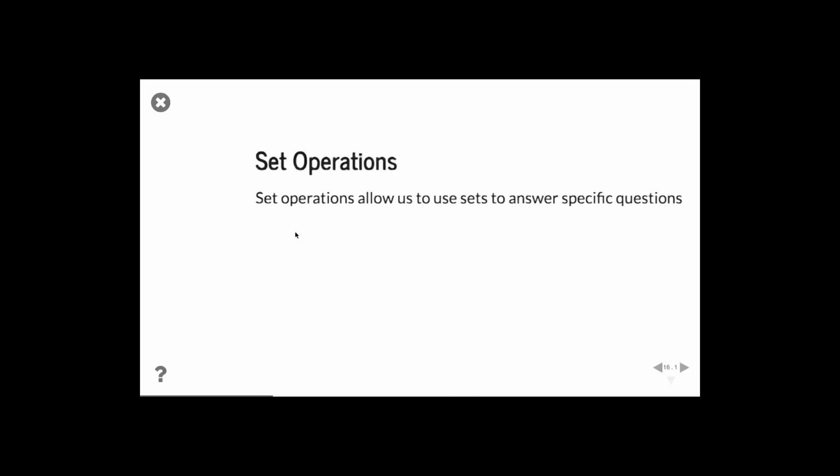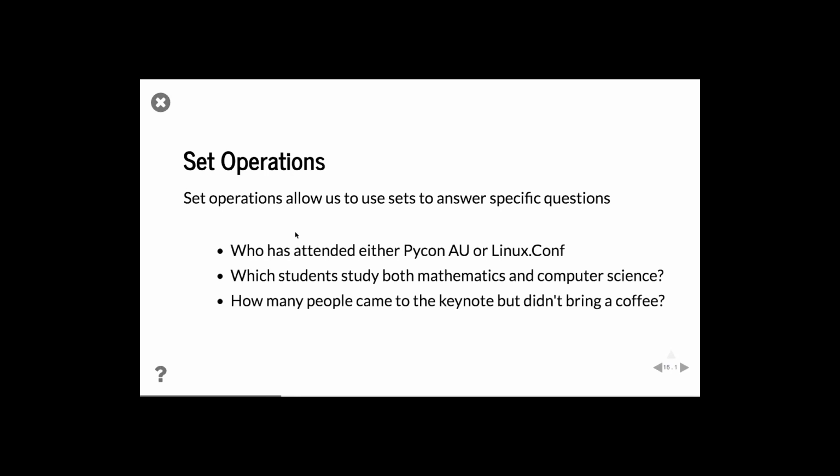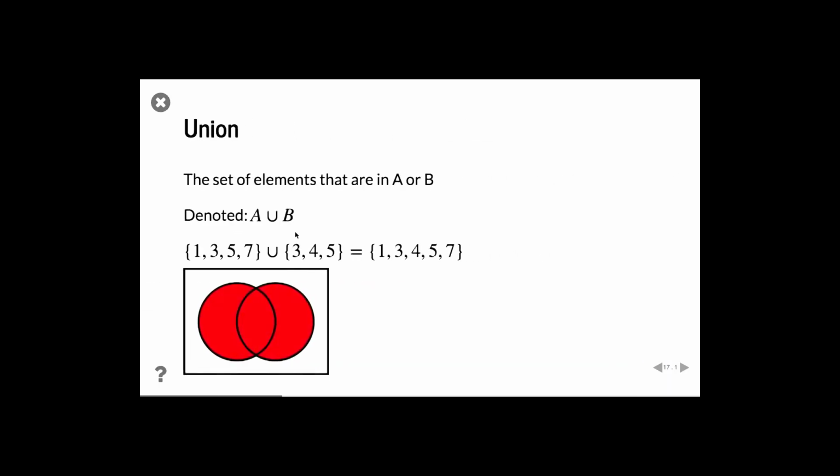So now that we've got some sets, what can we do with them? Well, this brings us to set operations. Set operations are really just about allowing us to answer specific questions about groups of things. So we could use set operations to see who has attended either PyCon AU or Linux Conf, or even things like how many people came to the keynote this morning but forgot to bring a coffee. I'm going to run through some of these set operations really quickly.